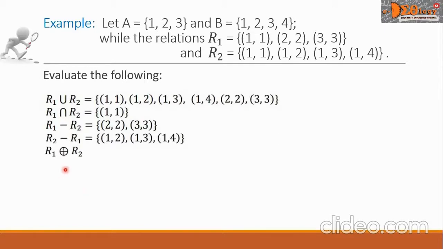Then the exclusive OR, R sub 1 XOR R sub 2. We're going to write all elements of the two relations combined, except the common ordered pair. So we will write here (1, 2), (1, 3), (1, 4), (2, 2), and (3, 3). Take note, we exclude the (1, 1).